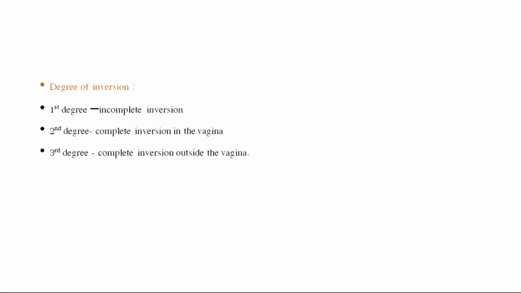What are the degrees of inversion? First degree is incomplete inversion, that is, dimpling will be present, just a depression at the fundus, but the fundus has not gone beyond the internal os. Second degree, complete inversion into the vagina. Here the fundus has gone beyond the cervix at the level of internal os, and it lies in the vagina. Third degree is complete inversion where the fundus is outside the vagina.